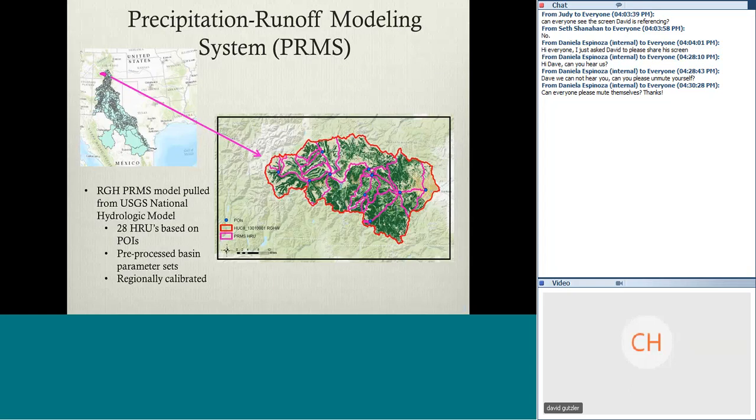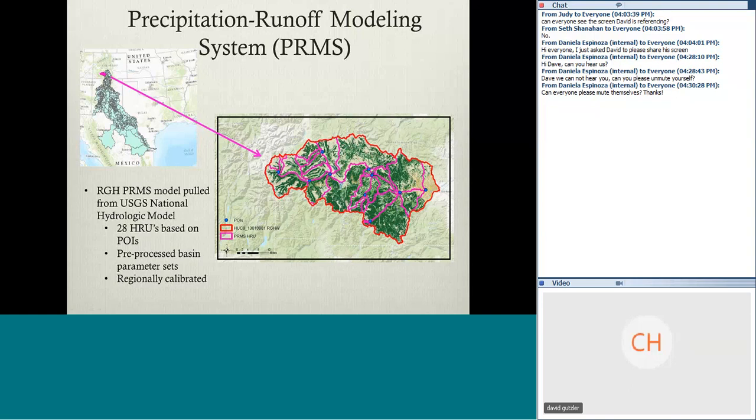All right, thanks, Graham. The USGS has a surface water model called the Precipitation Runoff Modeling System. They've developed a national hydrologic model, which covers the conterminous U.S. and parts of Alaska, where they've pre-processed a lot of these basin parameter sets by HRU, and you can pull out specific areas of the model. So for this, focusing on the Rio Grande headwaters, we have the Rio Grande headwaters PRMS model, which is made up of 28 hydrologic response units. These are shown in pink.